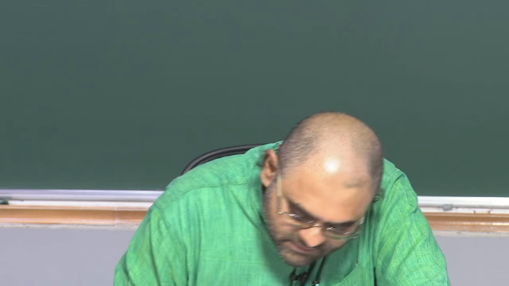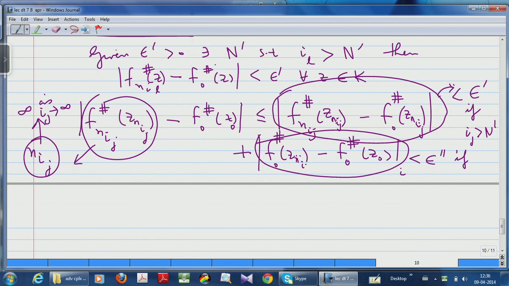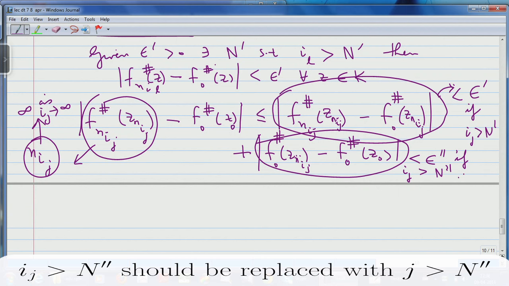So the moral of the story is that this also can be made less than, if you want, epsilon double prime, if you choose some, again I have this problem cropping up that I'll have to worry about this double subscript. Let me write this n_ij. If n_ij, if ij is sufficiently large, is greater than say n double prime, I can do this.